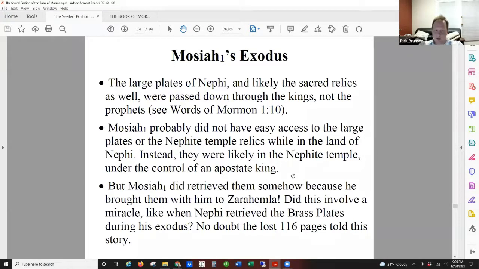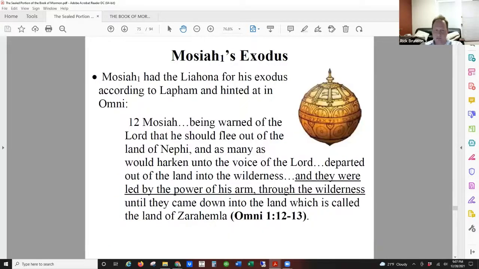So Mosiah the first, he did retrieve them somehow because he brought them with him to Zarahemla. And we just don't know the story. We don't know how he got them. But it probably, I don't know, did it involve a miracle? Like when Nephi retrieved brass plates during his exodus? No doubt the last 116 pages told the story. So a little bit of speculation there, but I think there's some merit to some of those things.